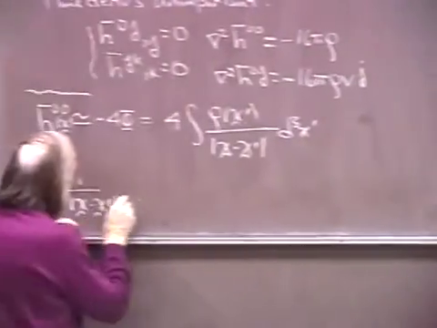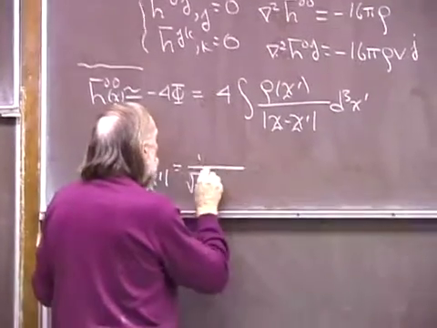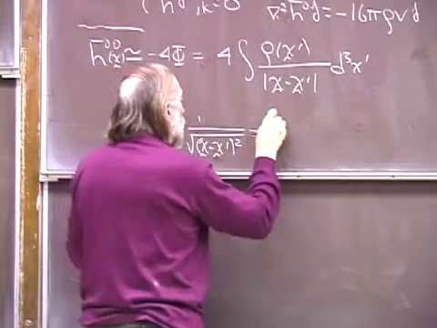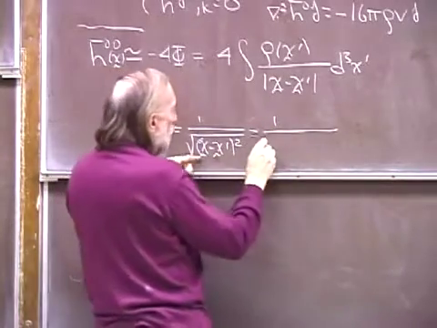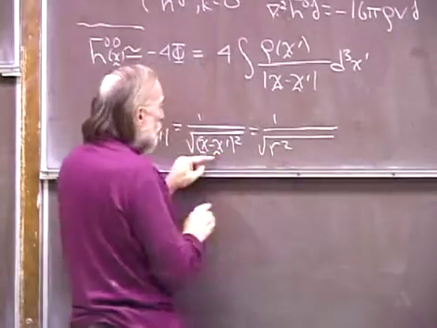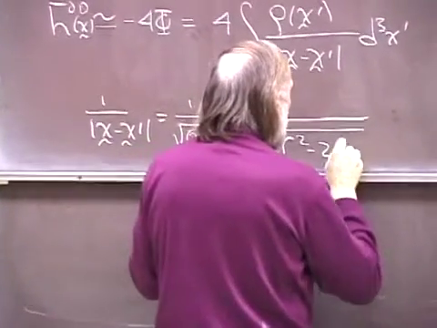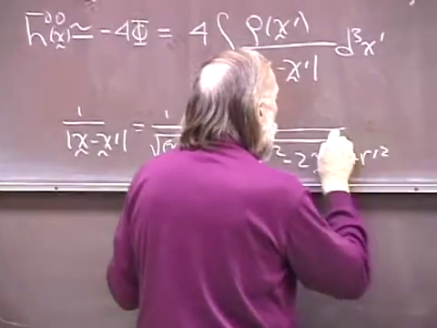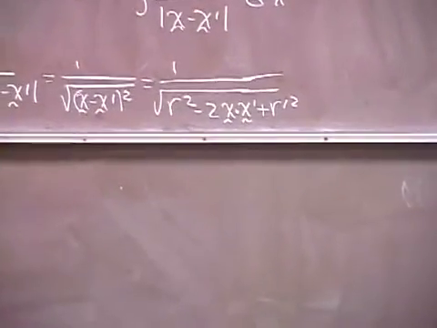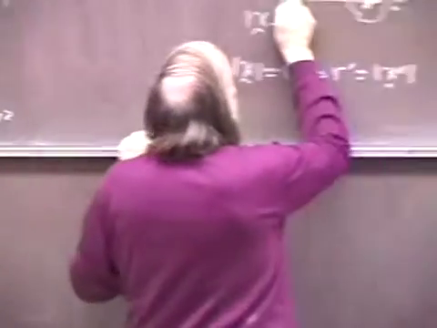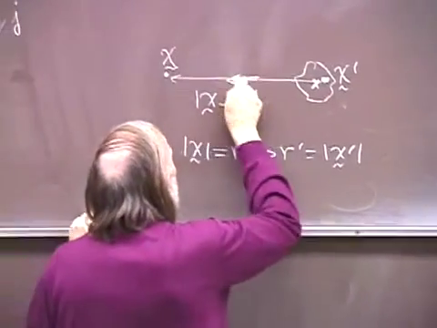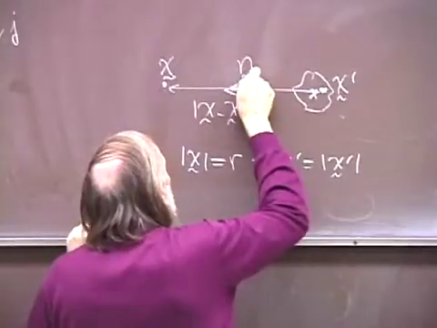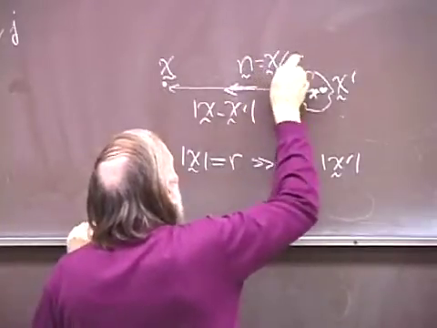1 over |x minus x prime| is 1 over the square root of (x minus x prime) squared. So that's 1 over x squared, which is just r squared, then I have minus 2 x dot x prime, and then I have plus r prime squared. It's useful to introduce a unit vector pointing toward the field point from the center of mass. And that unit vector I'm going to call n, and that's equal to x over r.